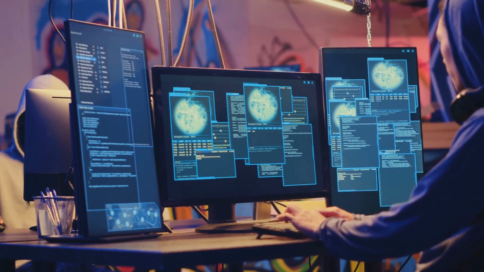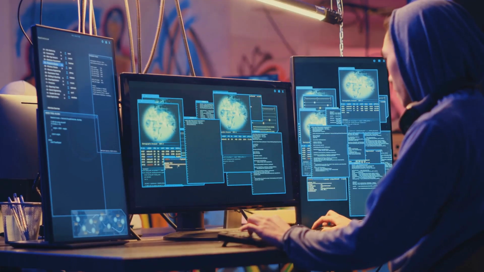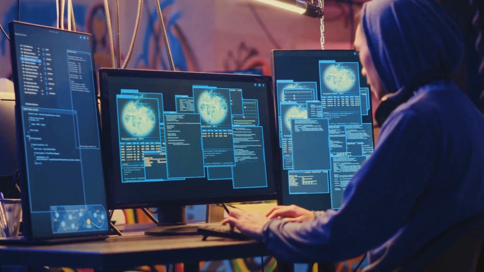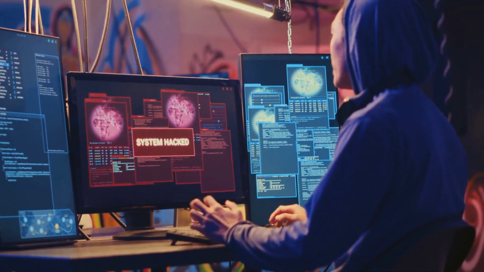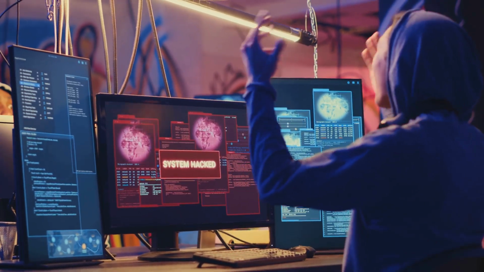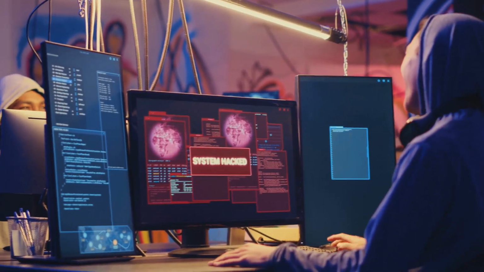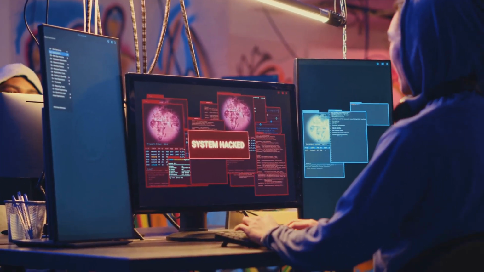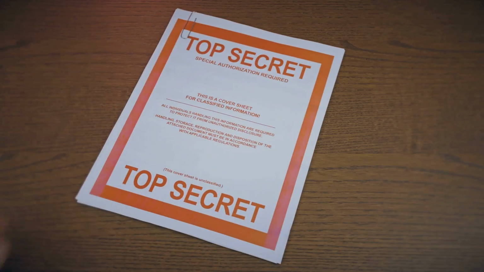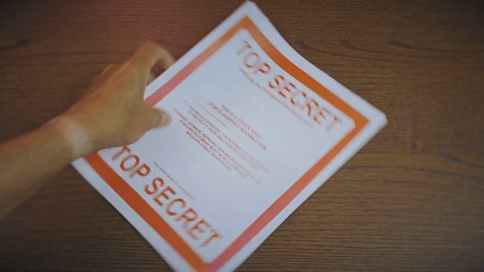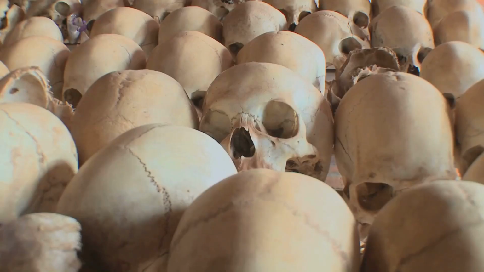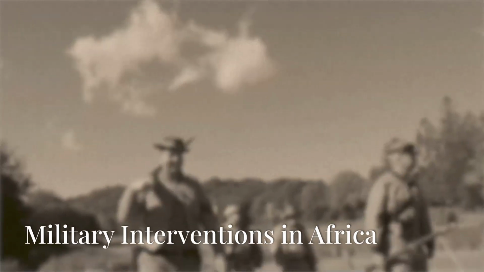The shadowy network of French intelligence operatives, military officials, and business elites, often referred to as Francafrique, has played a key role in maintaining France's grip on power in its former colonies. This opaque network operates with little accountability. It has been implicated in numerous human rights abuses.